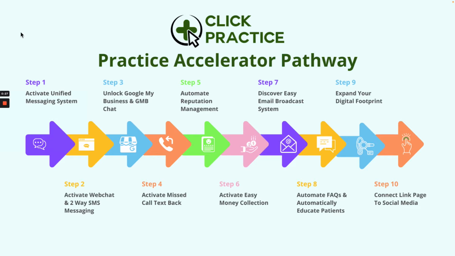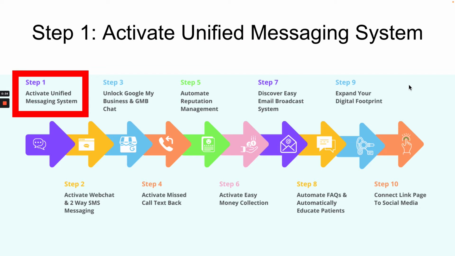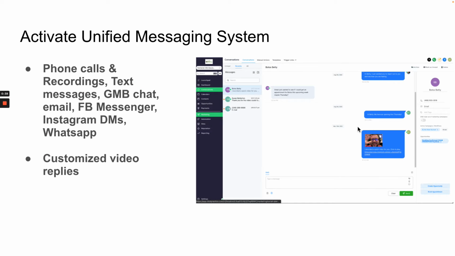You'll also get more information with this diagram that shows each of the steps that will help you as well. So let's first talk about step 1, activate a unified messaging system. As you can see on the image to the right, one of the most powerful parts of Click Practice is the fact that it can take all of your messages, whether they're phone calls, voicemails, text messages, chat messages, Facebook messages, Instagram DMs, WhatsApp messages, and put them into one single place.